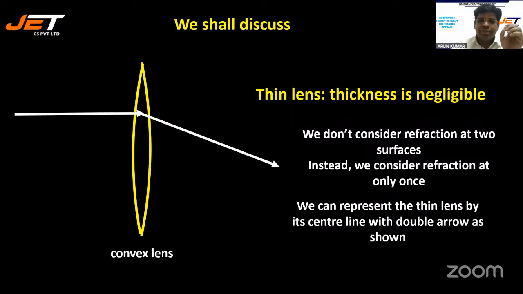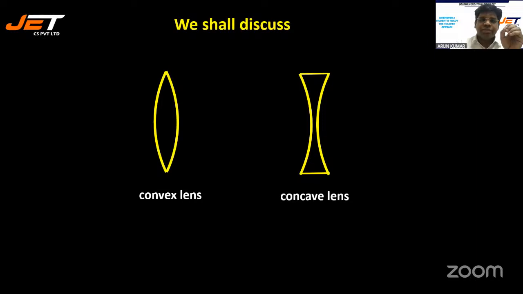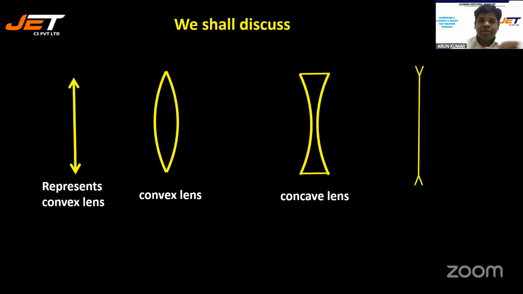Now we can represent the thin lens by its center line and a double arrow as shown. The red color double arrow is the symbol for a convex lens. So for convex lens and concave lens, the symbol is a double arrow this way and a line with edges. Look at the symbols, students, how the concave lens looks compared to the convex lens.